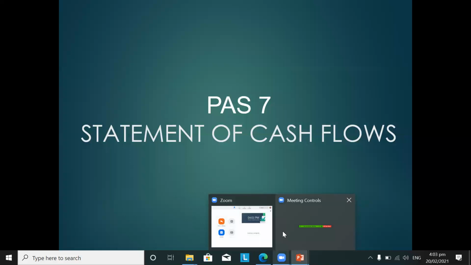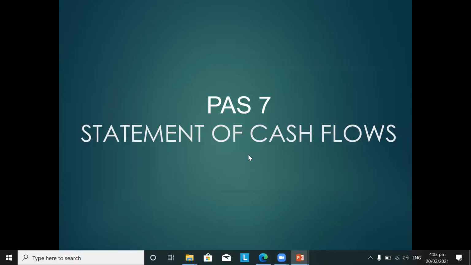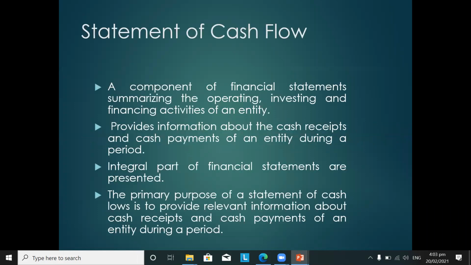PS7 is entitled Statement of Cash Flows. Basically, what we will be discussing here is the inflow and outflow of cash. Statement of cash flows is one of the components of financial statements. It summarizes different activities of an entity, namely operating, investing, and financing.